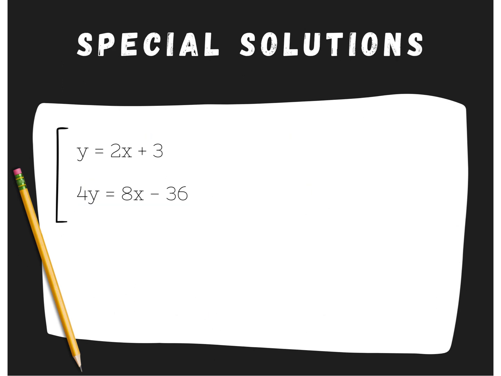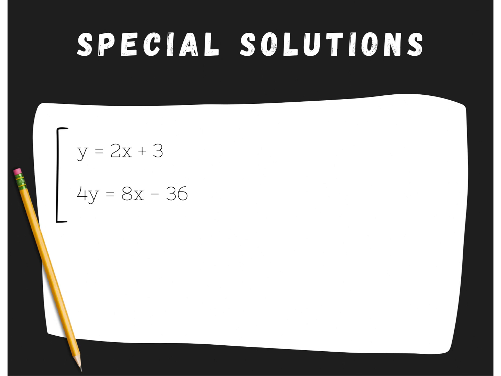Now, in the last video, we talked about how there are special solutions. Many systems have one solution. They have a point where the two lines meet. That's great. But we learned that sometimes lines don't have any points where they meet, and sometimes they meet in every single point. They completely overlap. So let's look at what that looks like when you're solving algebraically.